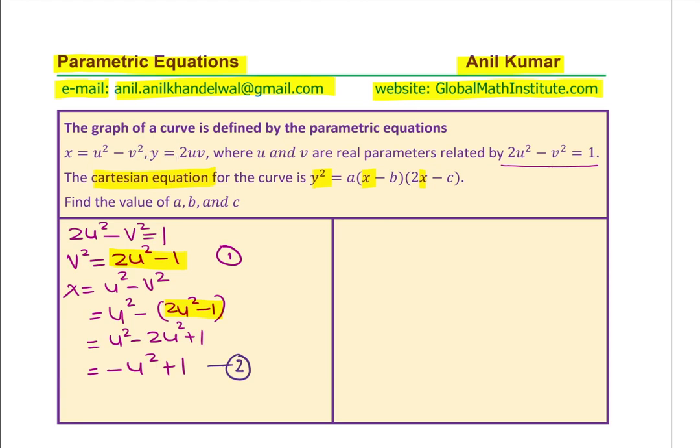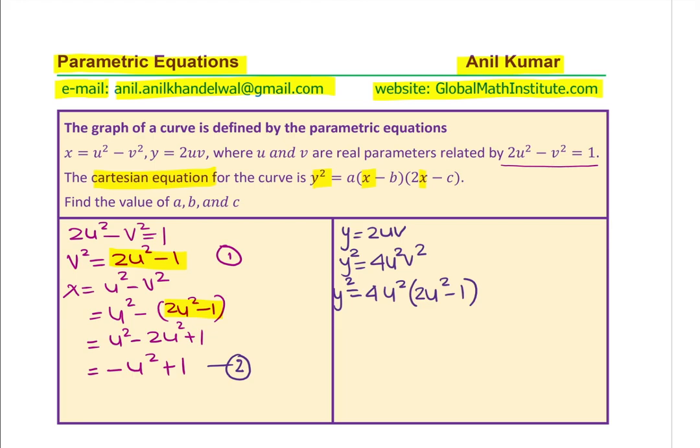Let's now work on y. So we have y equals 2uv. Since all are in squares, let us square this equation. We get y square equals 4u square v square. And now we can replace v square with 2u square minus 1. So y square is 4, and instead of v square, we'll write 2u square minus 1, right? So we have u square times (2u square minus 1). And now we have to only substitute u in terms of x. You get the idea. In that case, we can write this equation in terms of x and y.